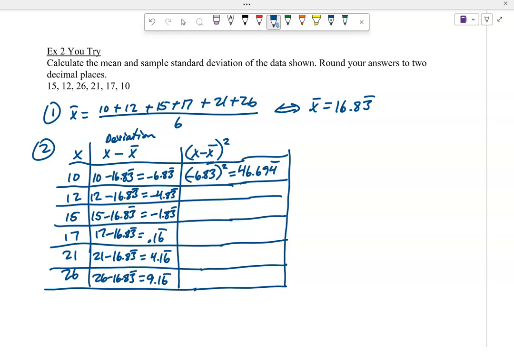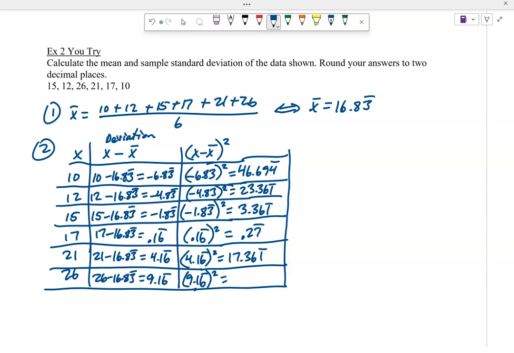Then I'm going to take that negative 4.83 right there. I'm going to take that deviation, square it, and that'll give me 23.361 repeated. Then the negative 1.83 squared. And the 0.16 repeated squared. 4.16 repeated squared. And then 9.16 repeated squared.